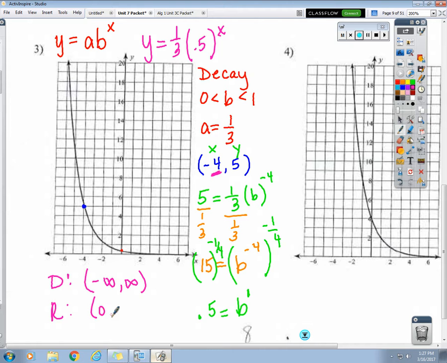Zero, because that's where the asymptote is, so it'll never go lower than the asymptote. And then how high will it go? Infinity. Okay, once you've copied that, turn to the next page.